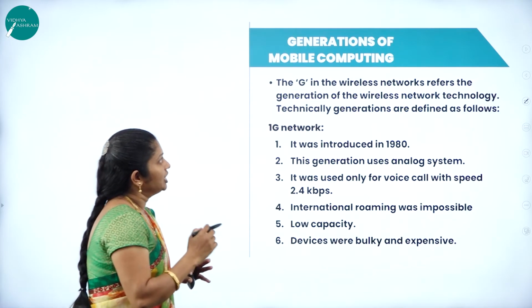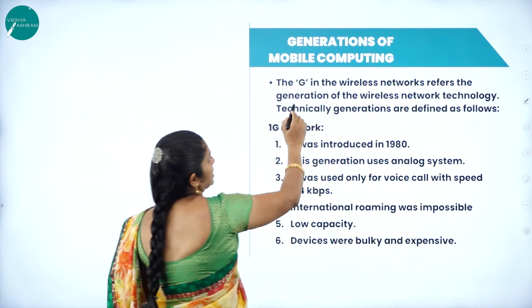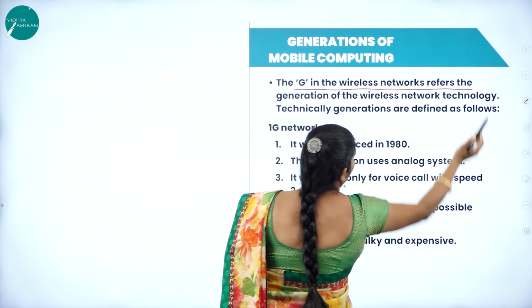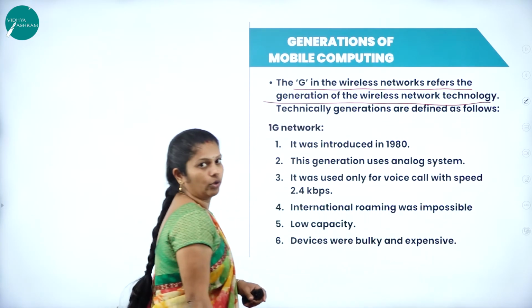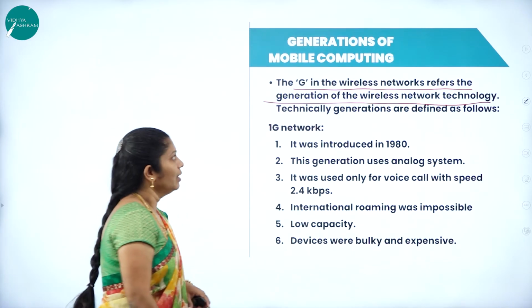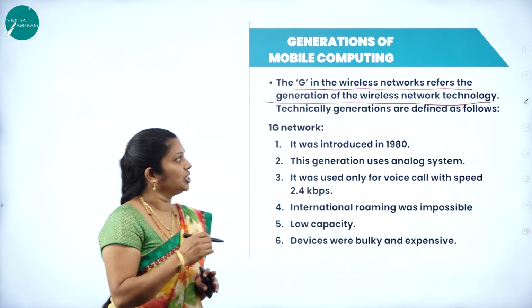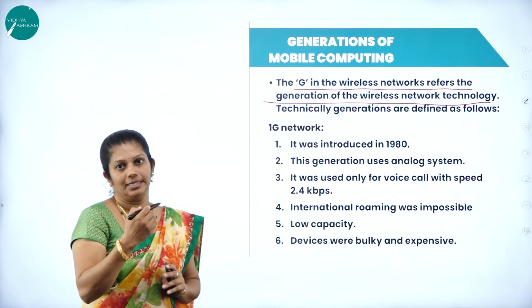Next we'll move on to generations of mobile computing. What do you mean by that? G in a wireless network refers to the generation of wireless network technology. With a wireless network, we are able to transfer data. Generally, generations are called 1G, 2G, 3G, 4G, 5G like that.